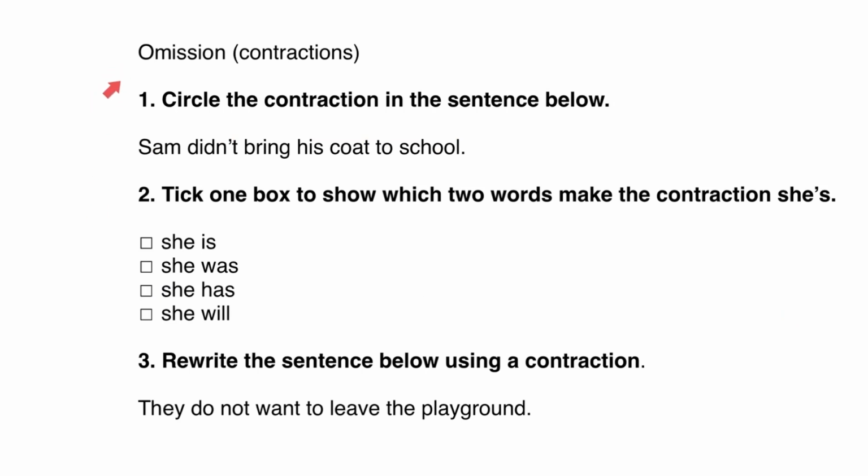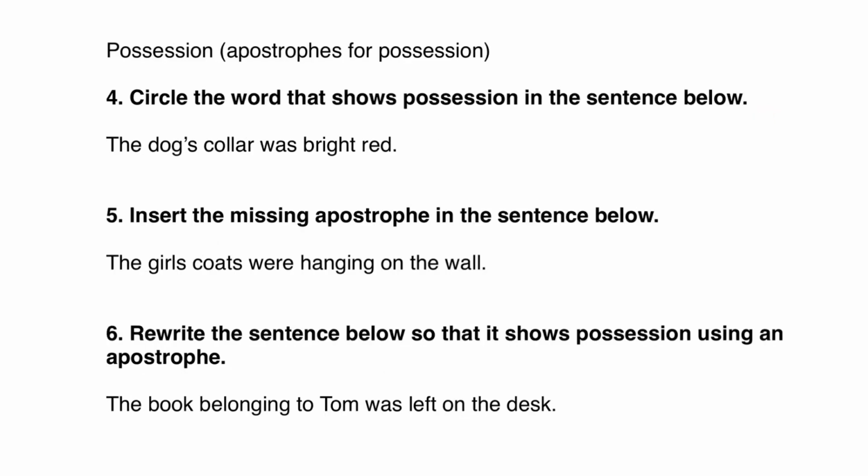And finally, with these question types, I've got 2 pages of questions. This page is all about omission, so your straightforward contractions. So pause the screen and have a go at them. Once you're done, press play again and move on to the next set of questions, which are going to be about possession. And here are your possession questions. So again, using apostrophes to show possession, we've got some circling, some inserting, and some rewriting. So 3 different skills potentially that you would need using your SATs. Have a go at these, pause the screen, and then come back by pressing play and finishing off the video.